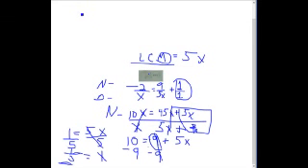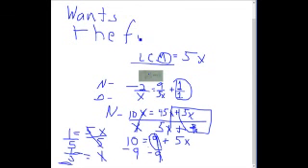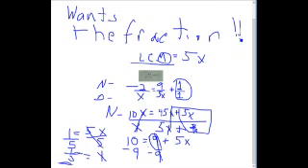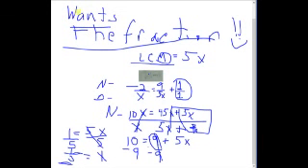What he doesn't want you to do is divide after this. Do not divide this number. He wants the fraction. Make sure you do not go any further than that. He wants the fraction. Okay? He wants this.